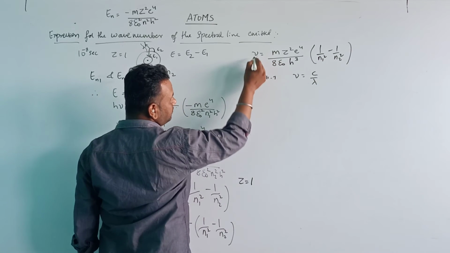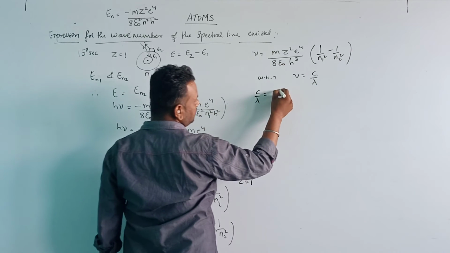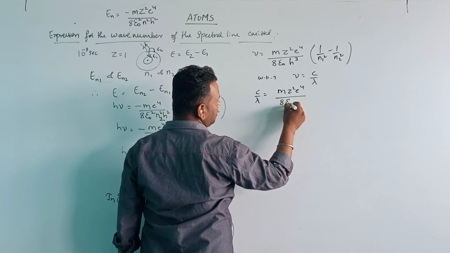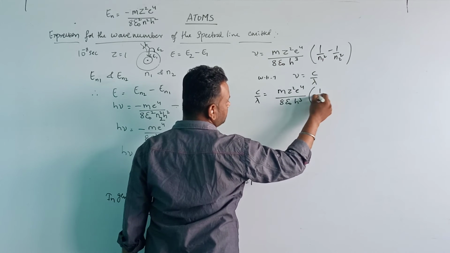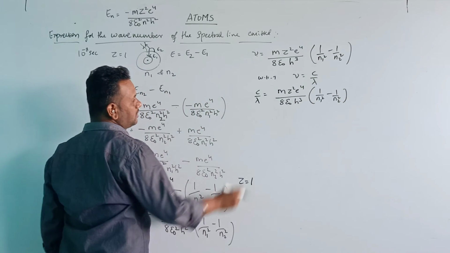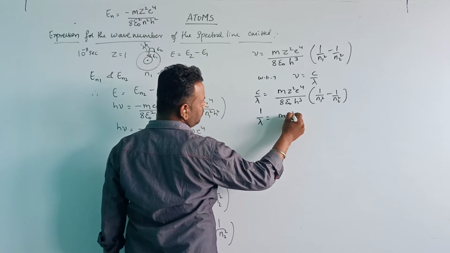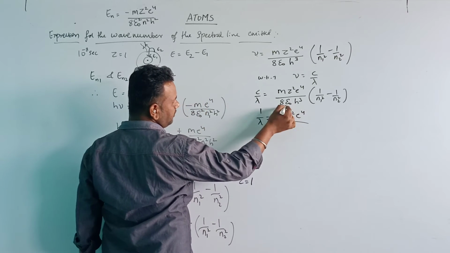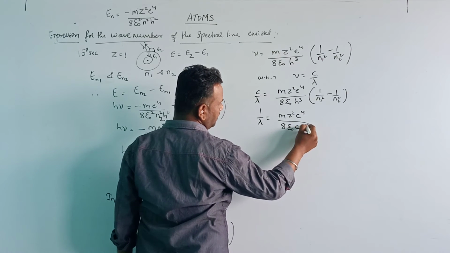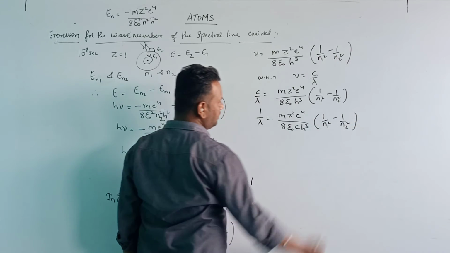So in this equation, in place of nu I will write c by lambda. So c by lambda equals m z square e to the power of 4 divided by 8 epsilon naught h cube, into 1 by n1 square minus 1 by n2 square. Here 1 by lambda is equal to m z square e to the power of 4 divided by, if I take it to the other side in the denominator, 8 epsilon naught c h cube into 1 by n1 square minus 1 by n2 square.